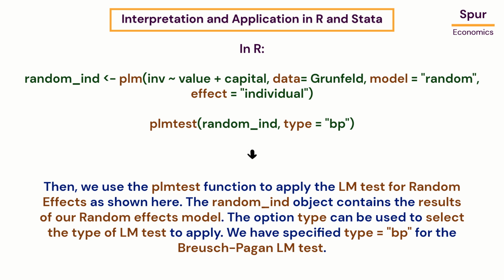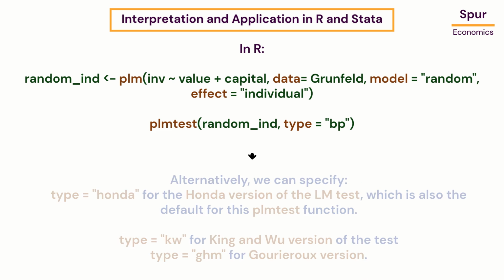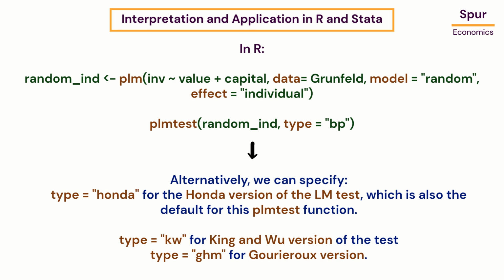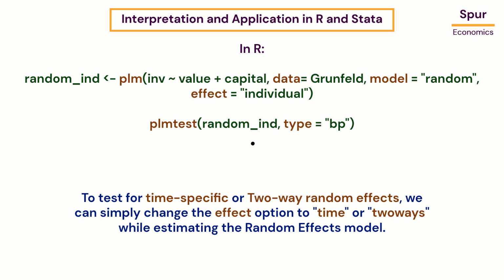The random IND object contains the results of our random effects model. The option type can be used to select the type of LM test to apply. We have specified type equals BP for the Breusch-Pagan LM test. Alternatively, we can specify type equals honda for the Honda version of the LM test, which is also the default for this plmtest function. We can also specify type equals KW for the King and Wu version of the test and GHM for the Gourieroux version. To test for time-specific or two-way random effects, we can simply change the effect option to time or twoways while estimating the random effects model.